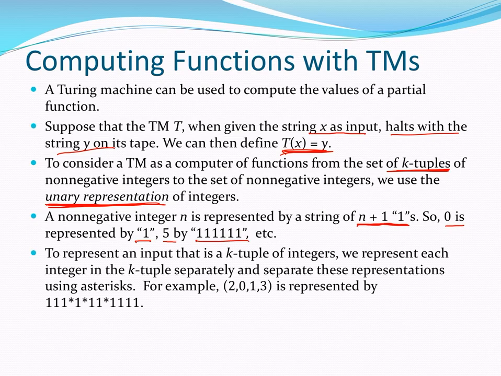And then if we want to input a k-tuple into our Turing machine, we will need to have some kind of separator. So to input the 4-tuple 2, 0, 1, 3, I would have a unary 2 separated with an asterisk, and a unary 0 separated with an asterisk, a unary 1 separated with an asterisk, and a unary 3 on my tape.